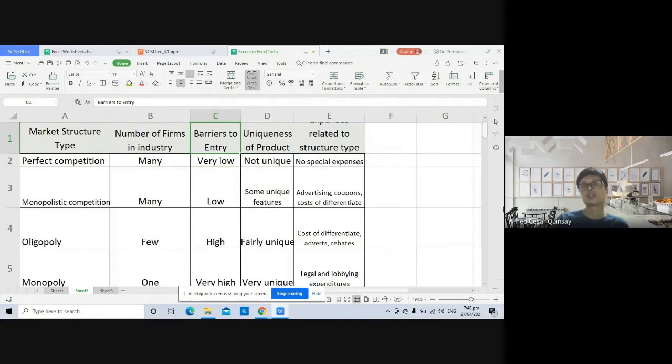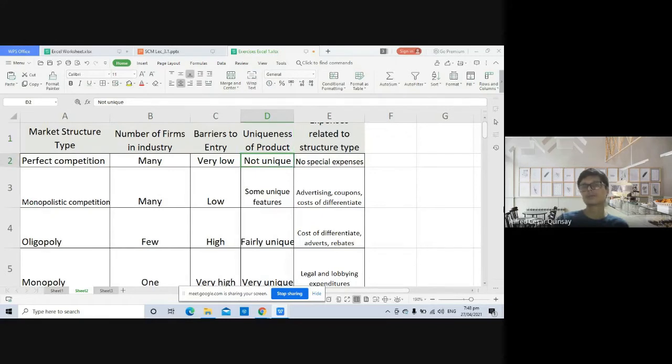Barriers to entry dito is very low kasi pwede kang pumasok diyan. Gusto mo magtayo ng burgeran, madali lang. Magtayo ka ng burgeran, magluto ka, benta mo. Pero wag kang magugulat, baka mamaya meron nang magbenta rin diyan sa may tabi mo, kasi yung barriers to entry is very low. Yun yung perfect competition.